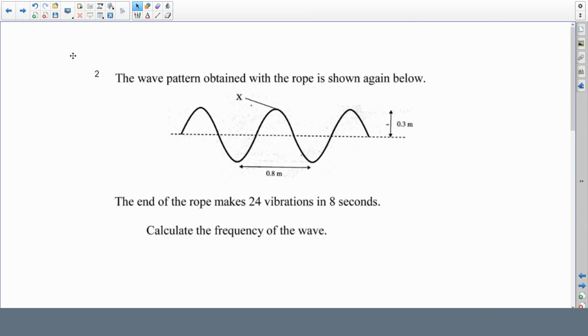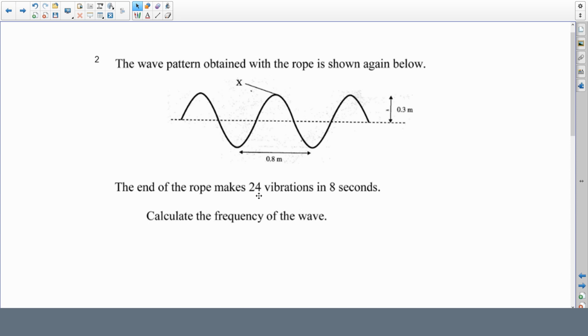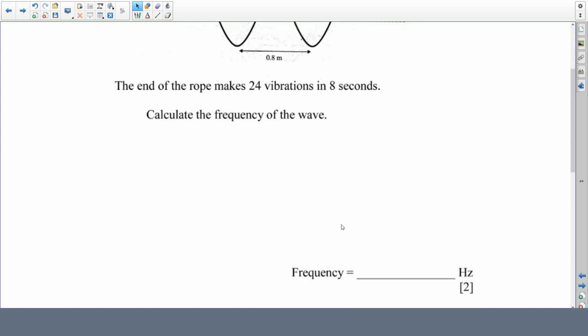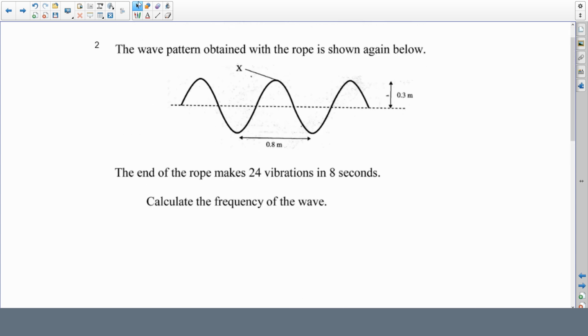On we go to question 2. The wave pattern obtained with the rope is shown again below. The end of the rope makes 24 vibrations in 8 seconds. Calculate the frequency of the wave. This is a stem of a question, part of a question here. So let's take a look.